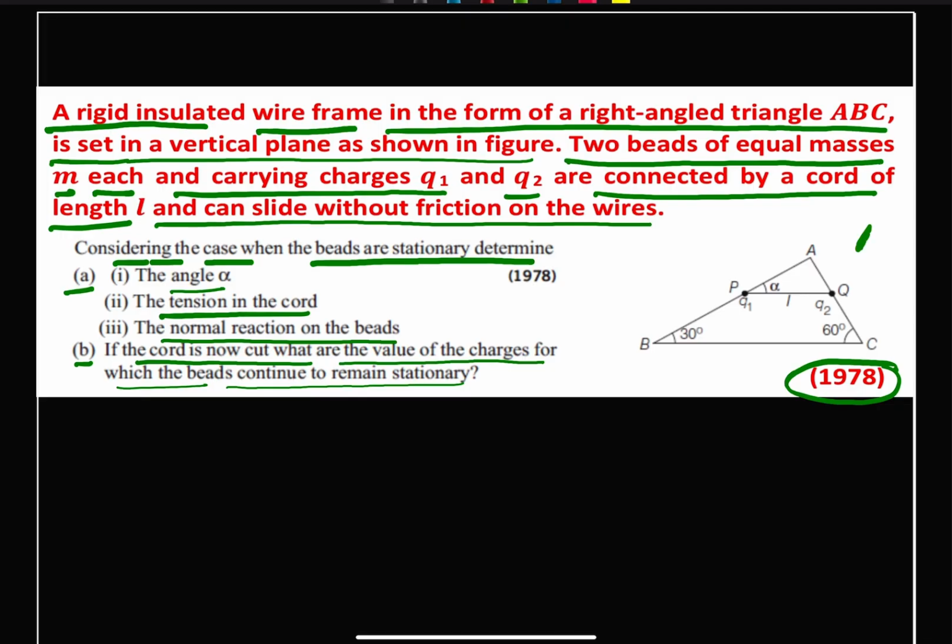We have triangle A, B, C, and the beads are represented in the form of P and Q, and each has mass m, and charges are given q1 and q2, and this is a right angle. Right angle is at A, angle B is given as 30, angle C is given as 60, and PQ is making an alpha angle with our side AB, that is also given to us.